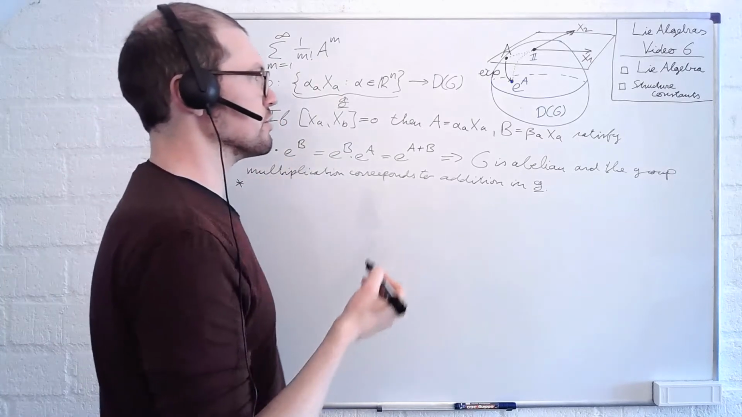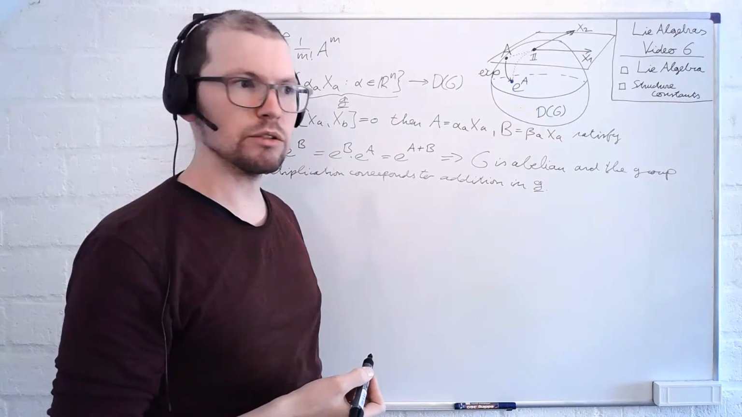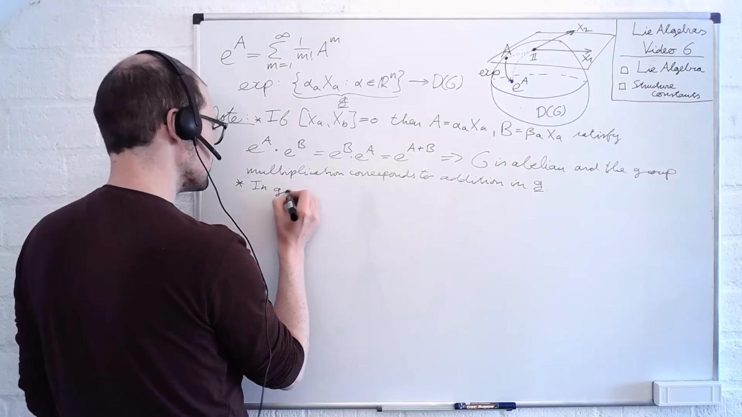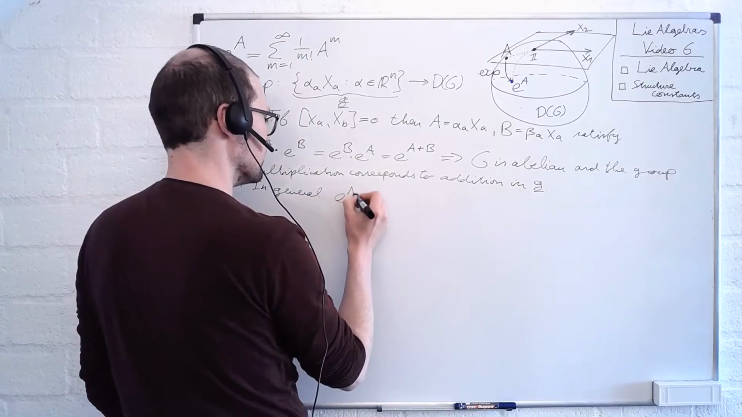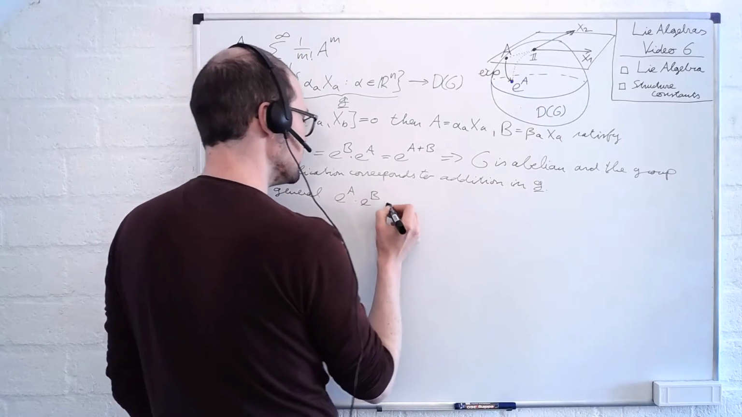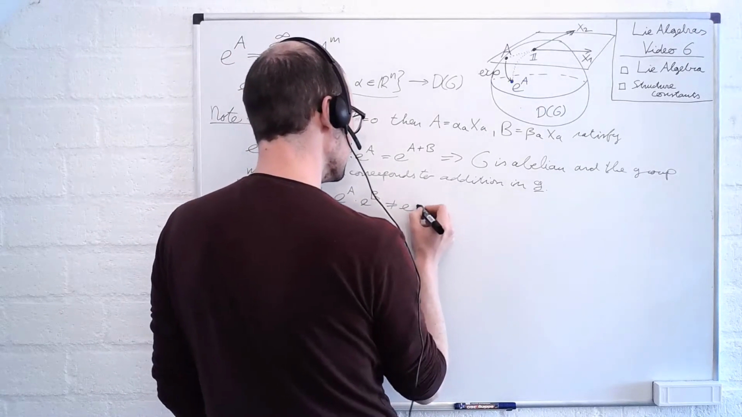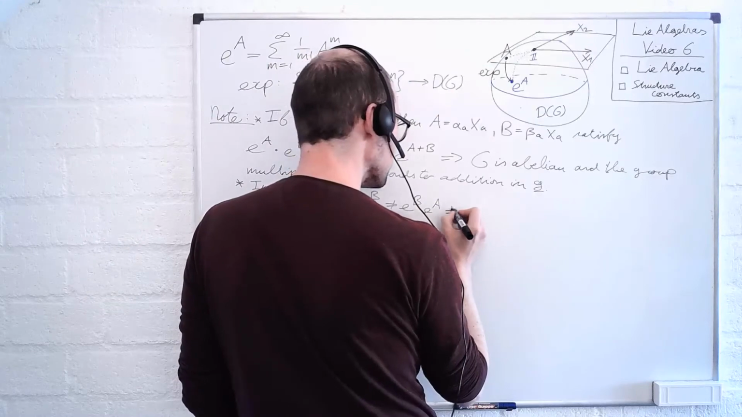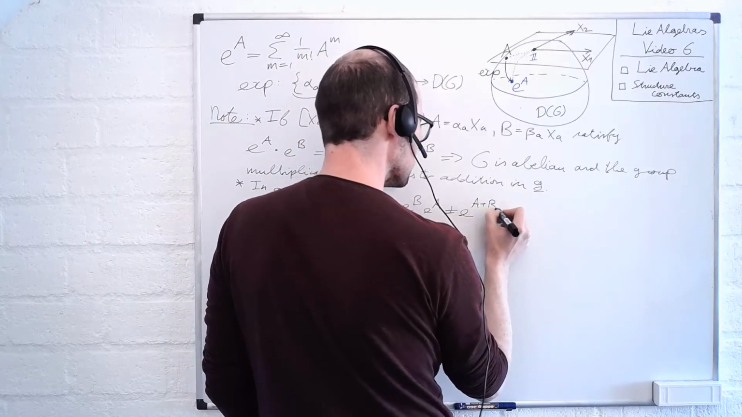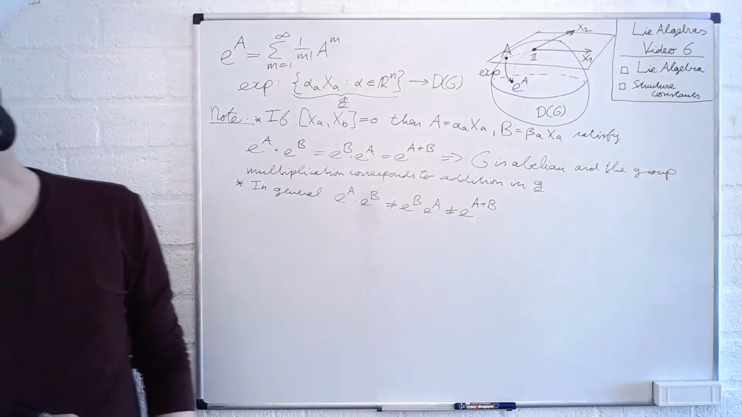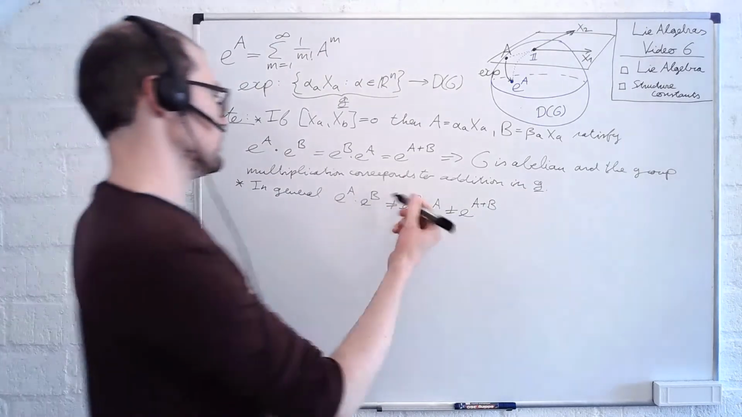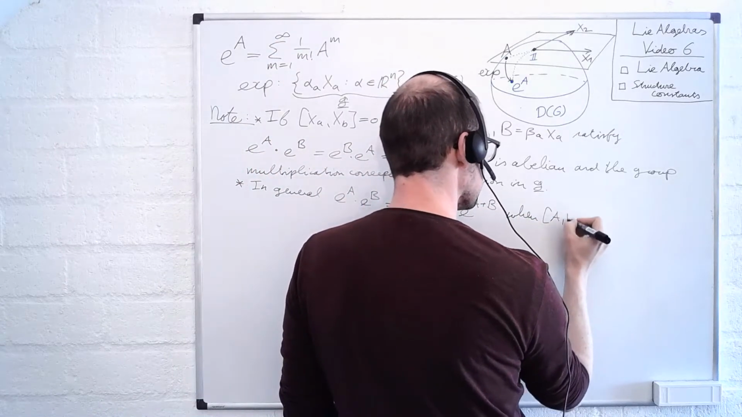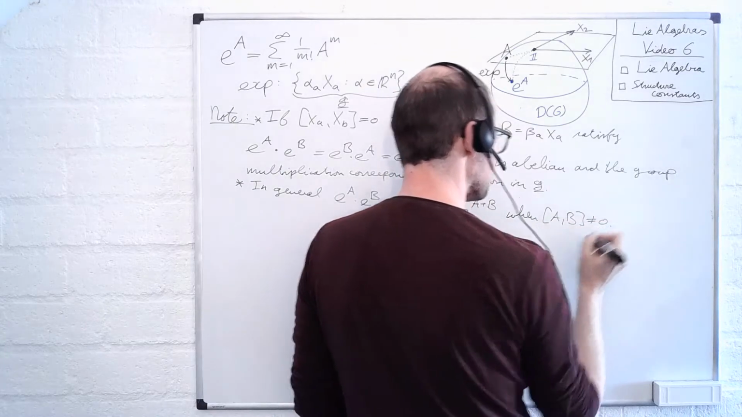Now, of course, this is not the general situation, otherwise Lie groups would be a bit too simple. In general, this identity does not hold. So in general, the exponential of A times the exponential of B is not equal to the reverse, the exponential of B times the exponential of A, and it's also not equal to the exponential of the addition of A and B. And in particular, this does not hold when the commutator of these matrices A and B does not vanish.